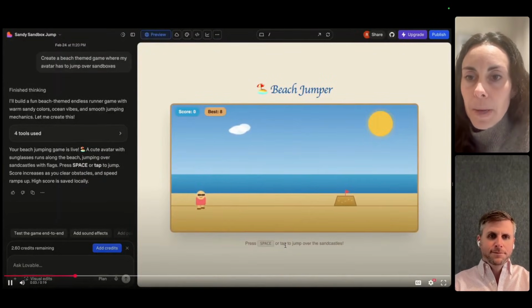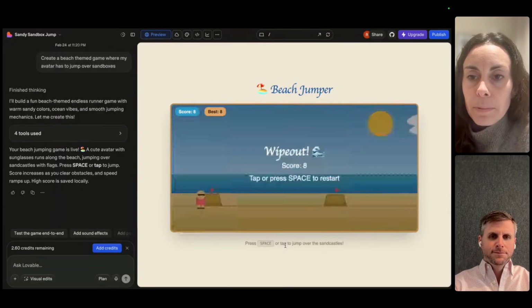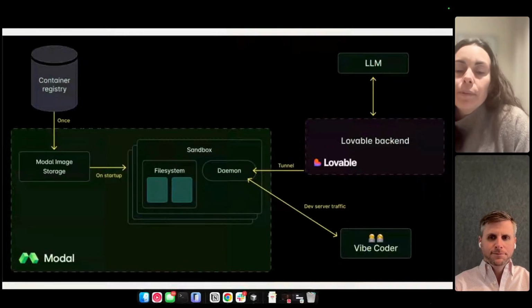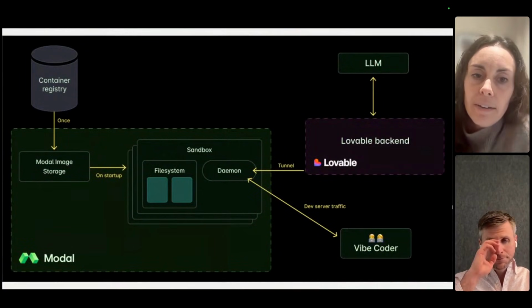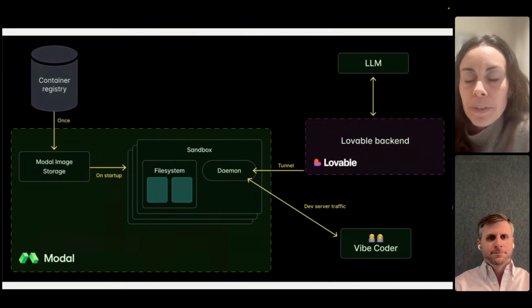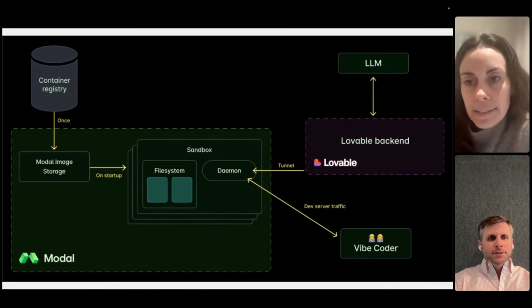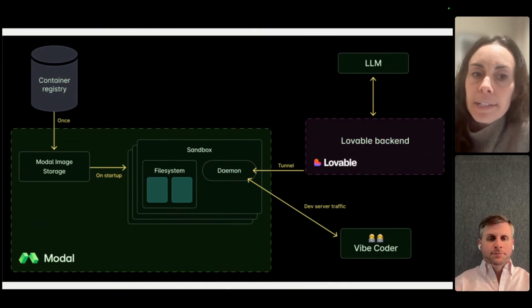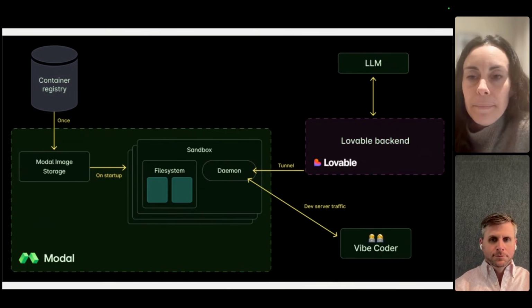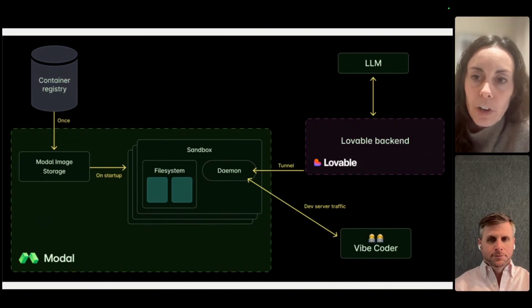And to go in a little bit more specifically on Lovable's architecture, the way that this works for them is they have sandboxes running on Modal. These are started from an image that originally is stored in a container registry outside of Modal, but it gets pulled into the Modal image store regularly whenever it needs to be rebuilt. And by the time that the sandbox starts, that image is already pulled, meaning it's very, very fast because it's already available within Modal's ecosystem.